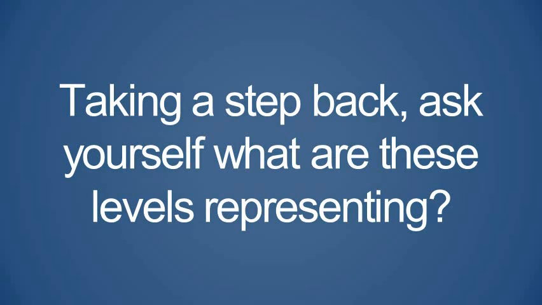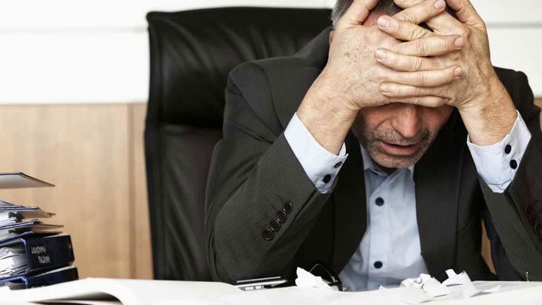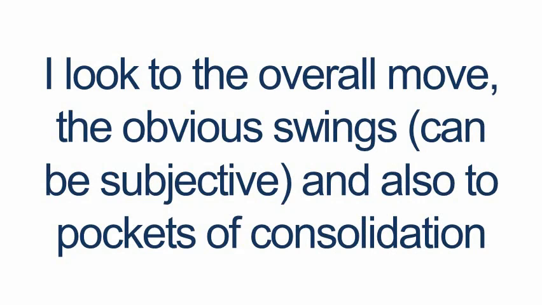So retracement levels. These are the levels that you would use to find support or resistance in your given instrument. The issue has always been where to start and end the measurements. So taking a step back, ask yourself, what are these levels representing? Well, for me, they are a measure of human behavior, and they're a framework to understand emotional extremes. Now, given how I look at the representation, I look to the overall move, the obvious swings, which can be subjective, and also to pockets of consolidation.